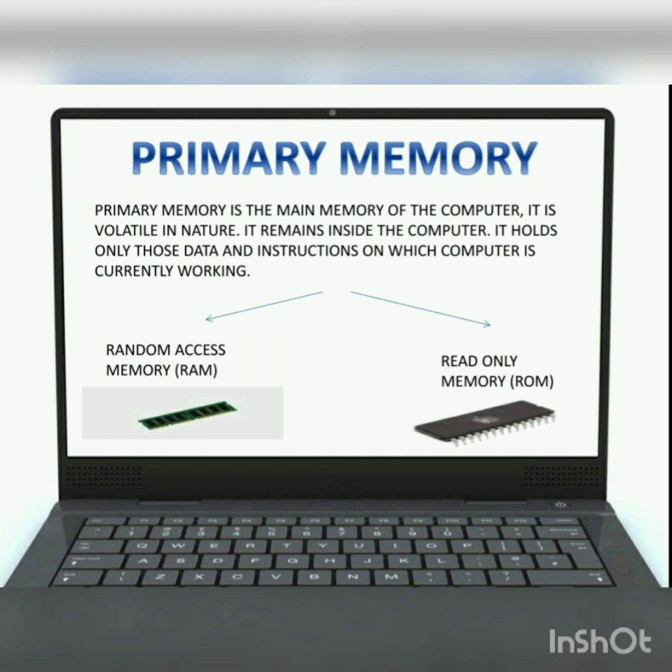Kids, primary memory is the main memory of the computer and it is also the internal memory of the computer. Internal means the memory which is inside the computer system. And you can also read that primary memory is volatile in nature. I will make you understand the meaning of volatile in a further slide. Kids, primary memory holds only those data and instructions on which the computer is currently working. If you are working on MS Paint, then that current MS Paint program is working on that particular primary memory.